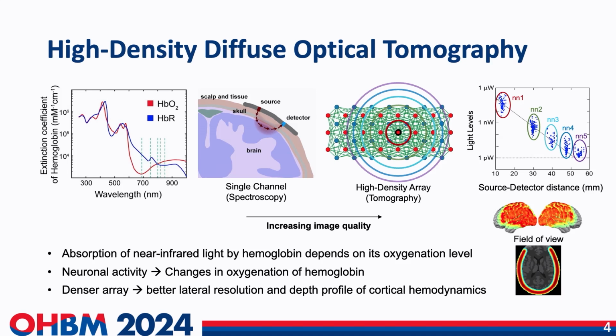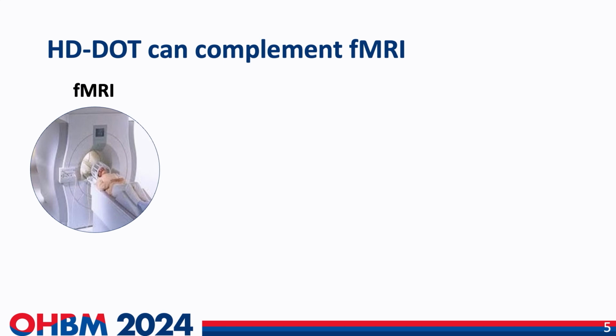However, to map brain function effectively, we require more than one source-detector pair. High-density diffuse optical tomography uses a dense array of regularly spaced sources and detectors to measure the underlying brain activity with better lateral resolution and depth profile. Now, going back to fMRI. As we all know, functional MRI is the most common method of brain mapping, and it has helped establish the foundation of a large body of literature that has informed novel image acquisition methods.